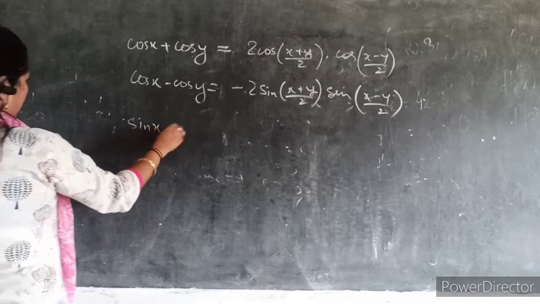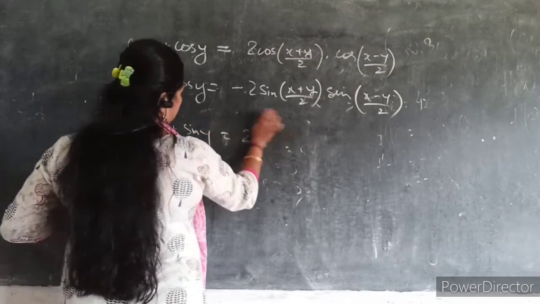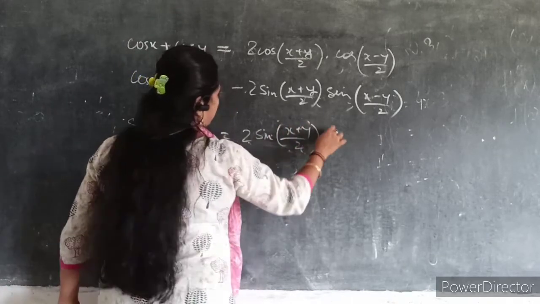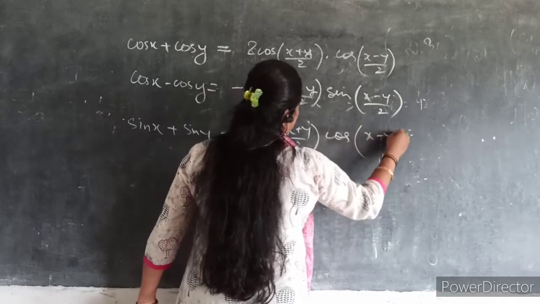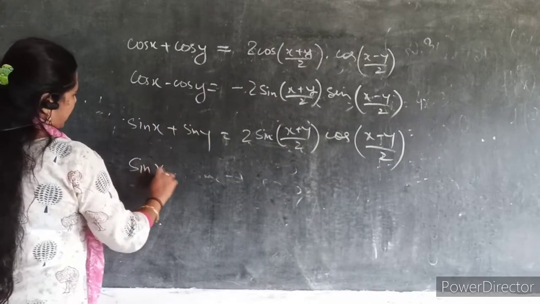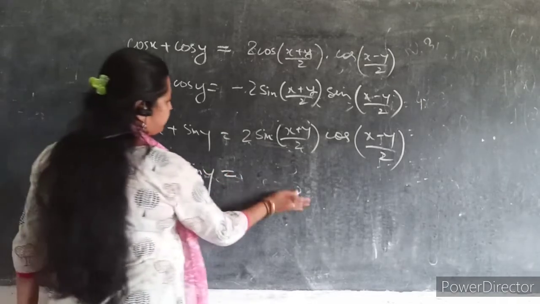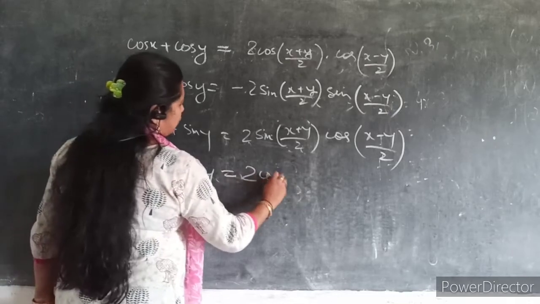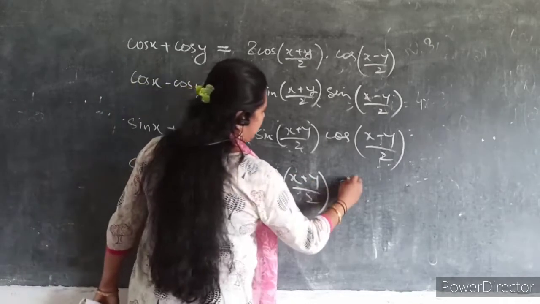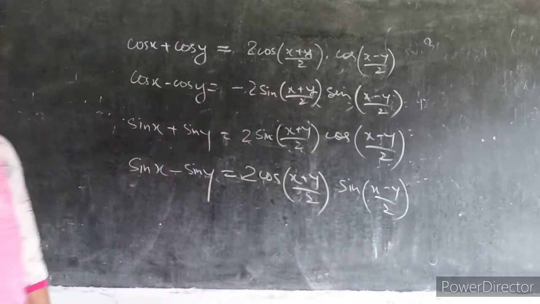Next is sin x plus sin y: 2 sin (x plus y)/2 into cos (x minus y)/2. And sin x minus sin y is equal to 2 cos (x plus y)/2 into sin (x minus y)/2. Okay?